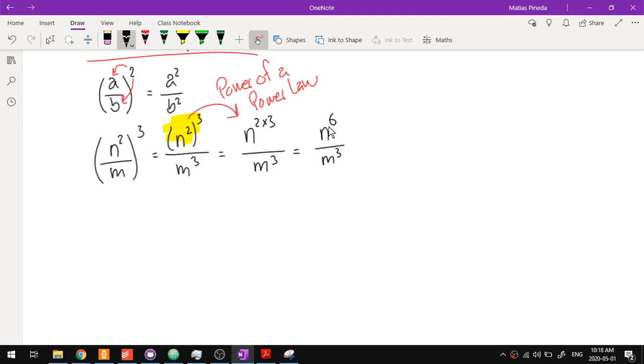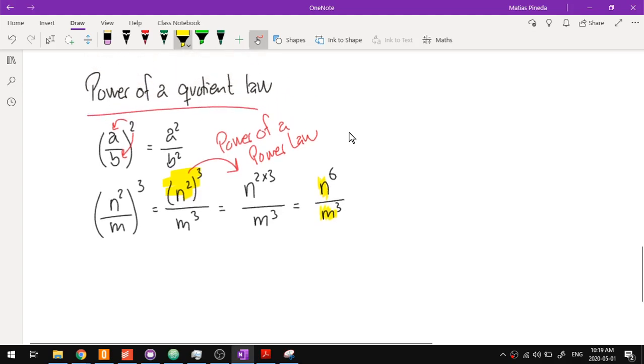Do not make the mistake of applying the quotient law here. Remember that in the quotient law, when we have a quotient like this with a power upstairs and a power in the denominator, we can subtract the exponents. Here, the bases are not the same. The base in the numerator is n. The base in the denominator is m. So we cannot use the quotient law here. This will be our final answer. This cannot be simplified any further. So that was the power of a quotient law.